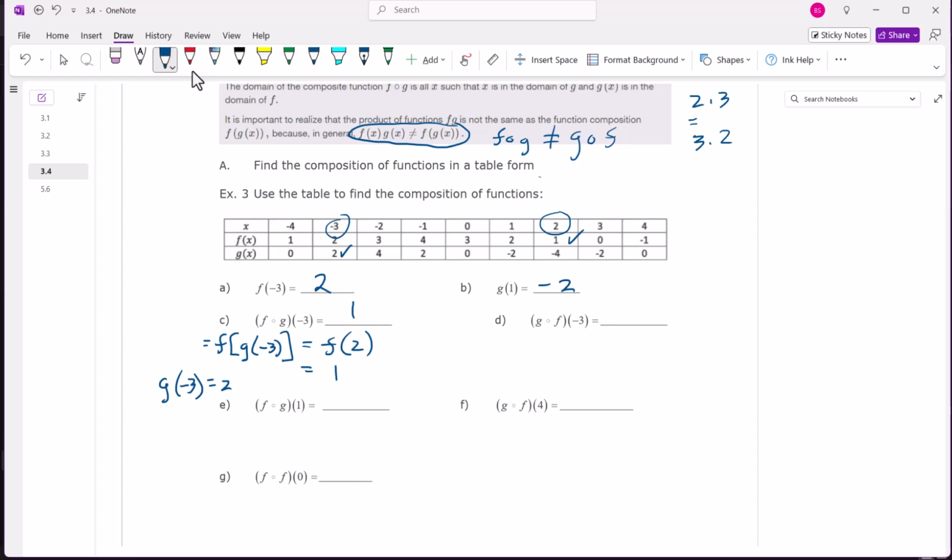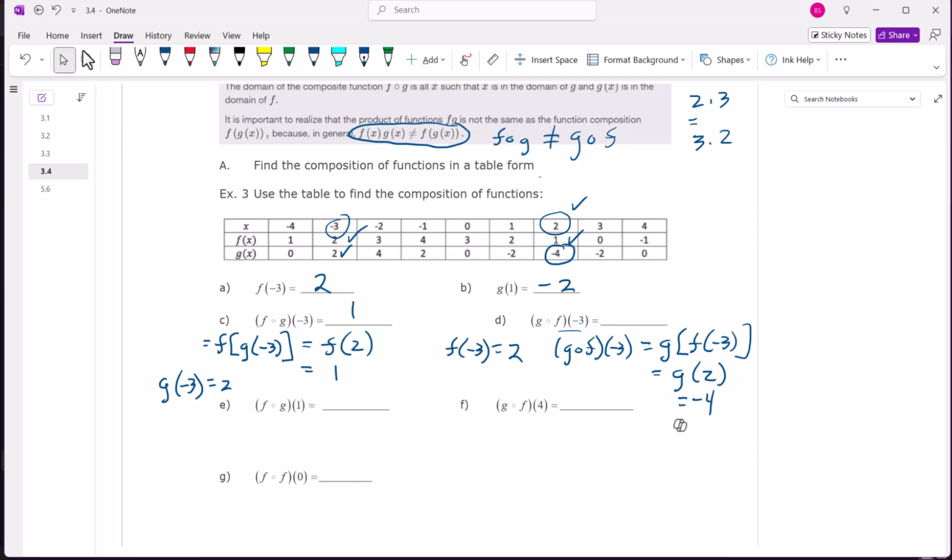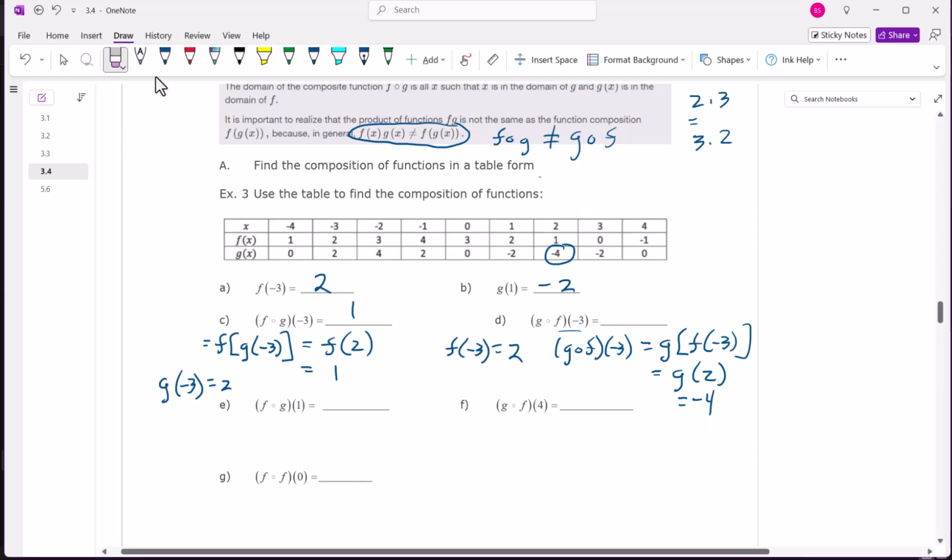Okay, the next one, I'm going to start by doing f of negative 3. So f of negative 3 is 2. And then what this means is g composed of f of negative 3 can be written as g of f of negative 3. We already looked up f of negative 3 as 2, so we have g of 2. If you look at g of 2, that's going to give you negative 4. Okay, so it's just sort of a matter of looking up the information in the table from right to left.